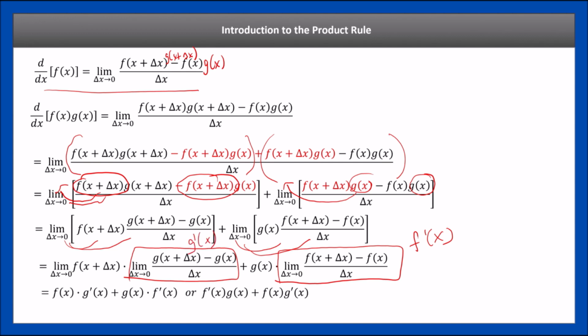So here we go. Now if we plug in 0 into here, that's just going to turn into f of x. So we got f of x times g prime, this is my g prime here, plus g of x times f prime of x. If we rearrange this a little bit, we could get f prime of x g of x plus f of x g prime of x.